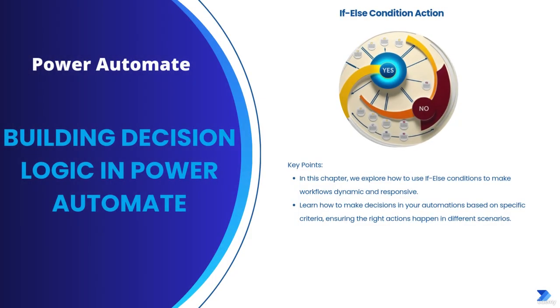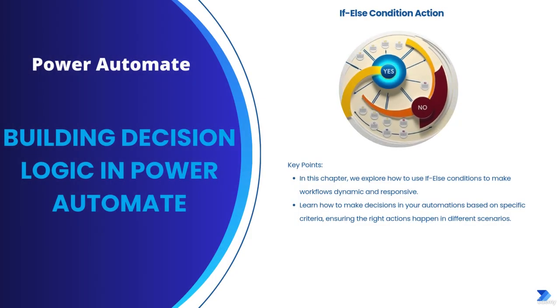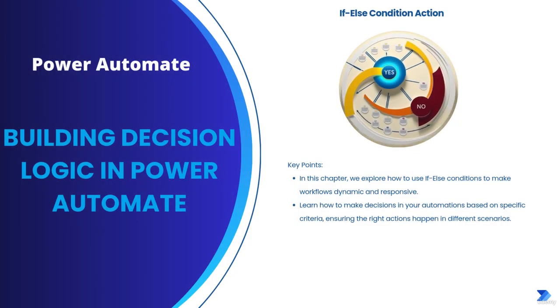The if-else condition action is one of the most fundamental and powerful constructs in Power Automate. It allows you to incorporate decision-making capabilities into your workflows, enabling your automations to respond intelligently based on specific criteria. This chapter aims to equip you with the knowledge and skills necessary to implement if-else conditions effectively, ensuring your workflows can adapt to different scenarios and data inputs.